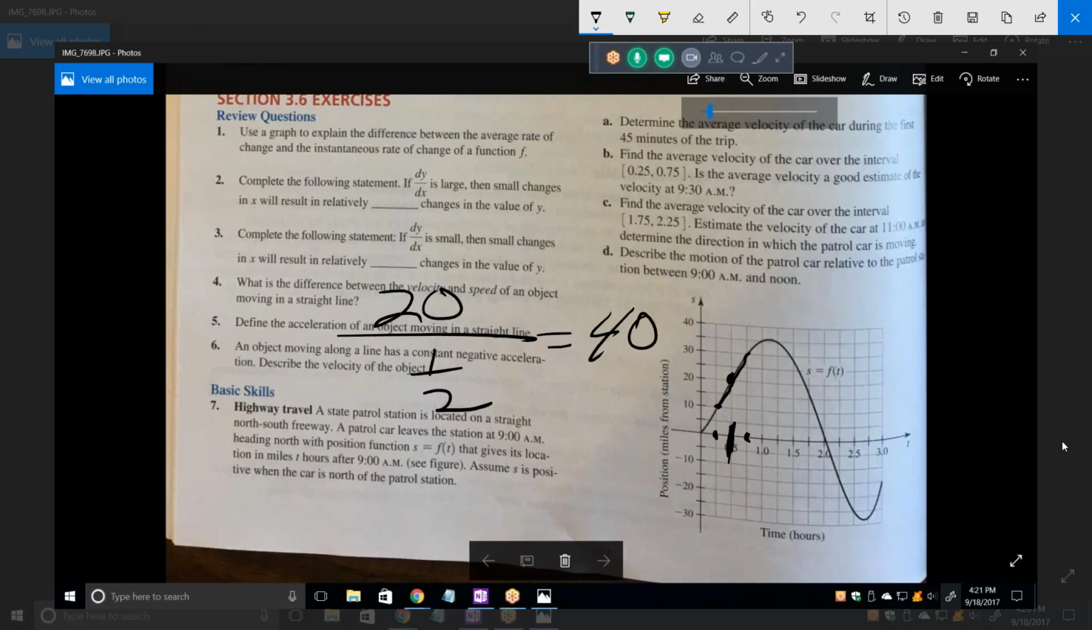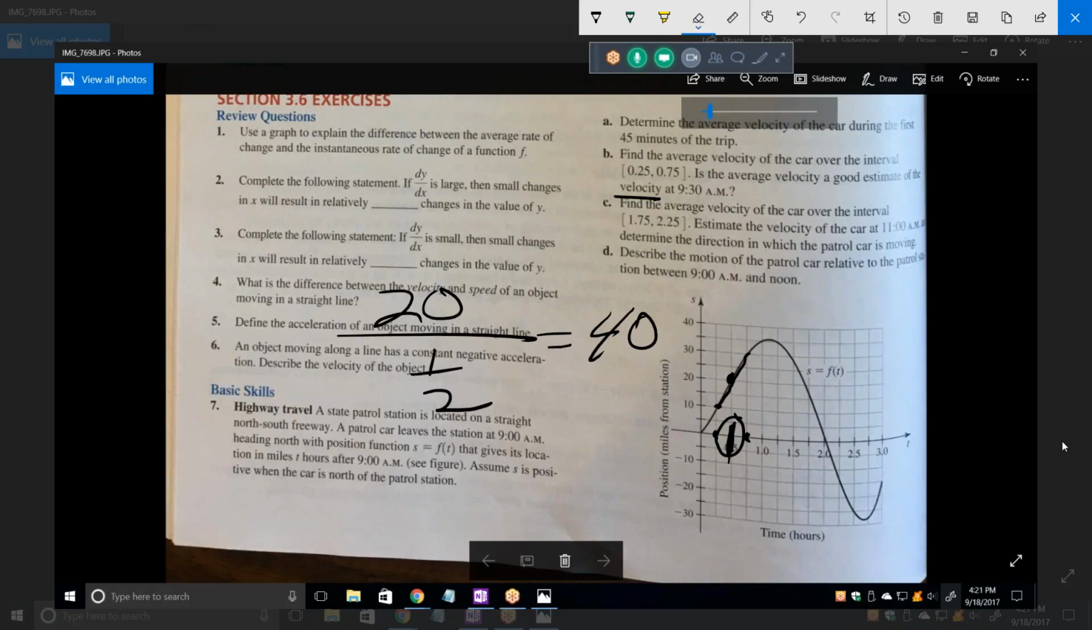Is the average velocity a good estimate of the instantaneous velocity at 9:30? When they ask the velocity at 9:30, that's by definition the instantaneous velocity, because that's at a moment in time, which would be the slope of the tangent line. Well, to me, our average velocity line looks just like the slope of the tangent line if I were to draw it. So at this time, yes, the average velocity is a good approximation of the instantaneous velocity. It isn't always, but at that point, it is.